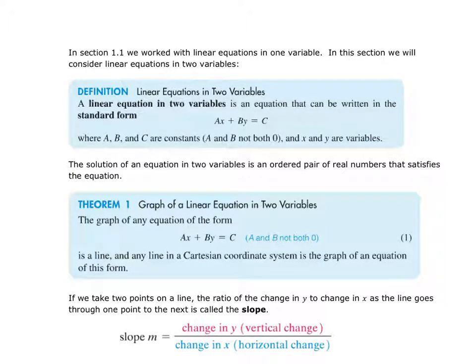Our theorem, then, from our definition: ax plus by equals c, again, a and b both can't be 0, is a line in the Cartesian coordinate system.